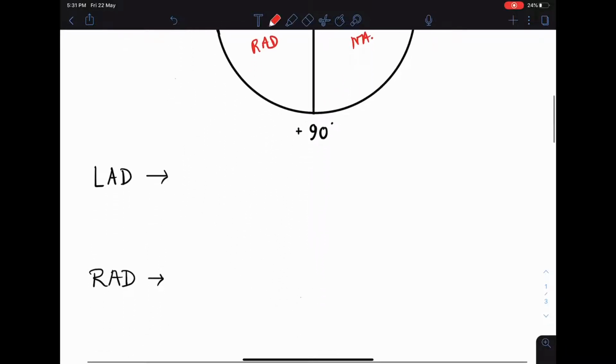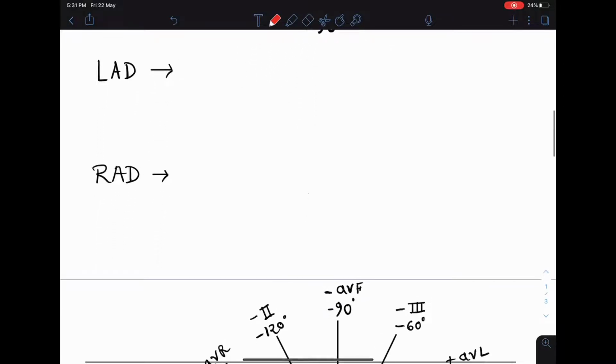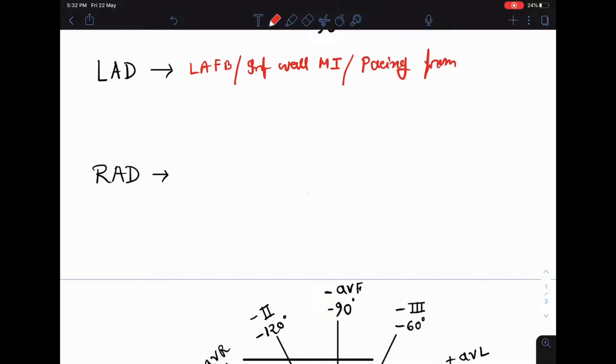Now regarding the common causes of axis deviation, the commonest cause of left axis deviation is left anterior fascicular block. The other causes could be inferior wall myocardial infarction, if the heart is paced from the apex, and in cases of WPW syndrome, specifically where the bypass tract is right lateral or right posteroseptal tract.